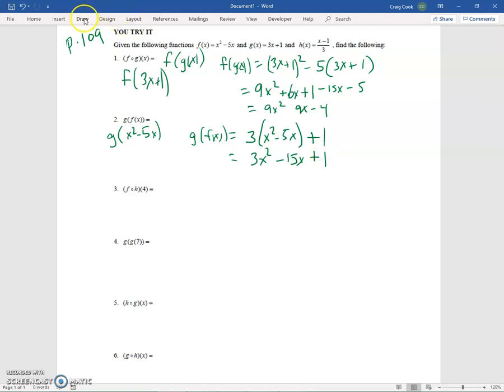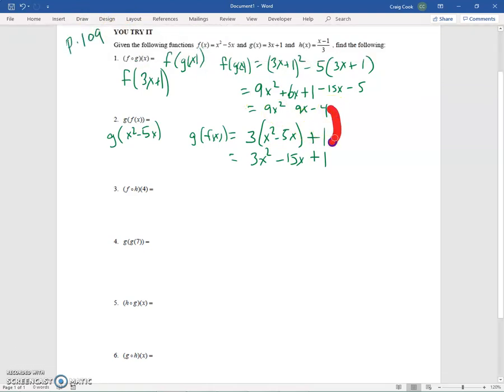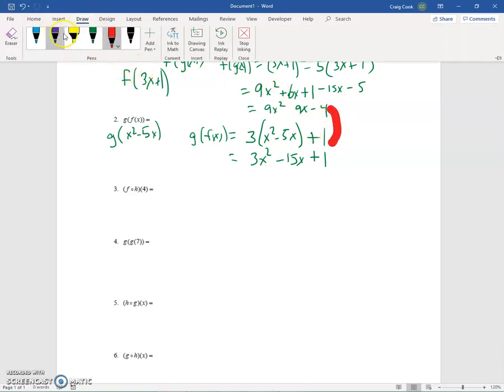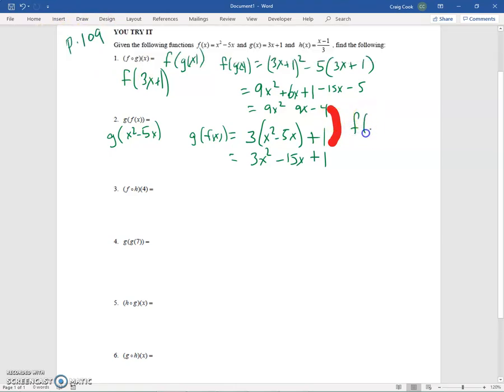You will see that this one and this one are not the same. That is a thing that pops up over and over and over again. F of g of x does not equal g of f of x. If we're adding or subtracting, that's true. This operation of composition is not commutative. In other words, the order is important here.